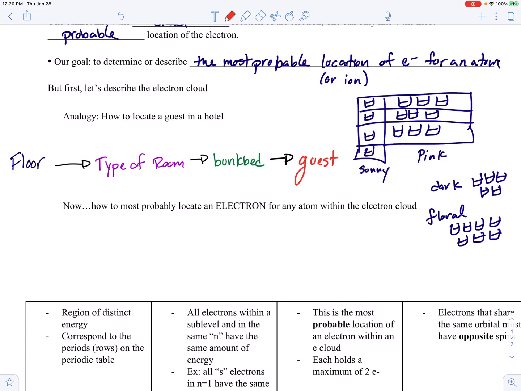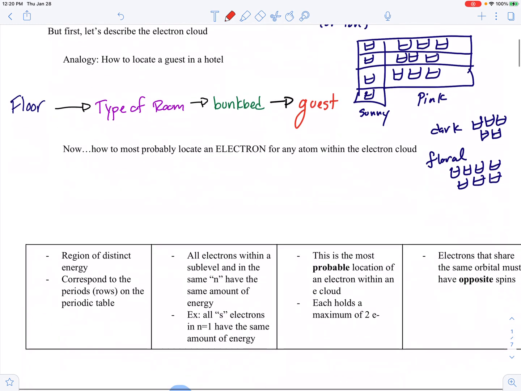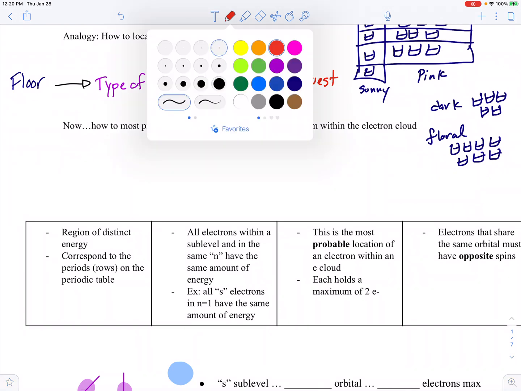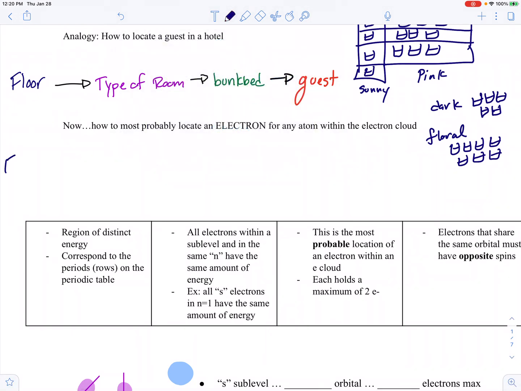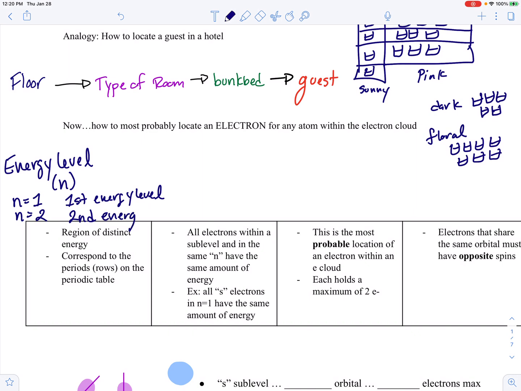All right. So all of these are sort of analogous to our electrons and the electron cloud. So the floor is synonymous to our energy level. And normally when we talk about our energy levels, that's represented by the letter n. So you'll see when n is equal to 1, that means that we are on the first energy level. If n is equal to 2, that means that we are on the second energy level, and that's a lot like the floors. And that's really about how far away each level is from the nucleus.